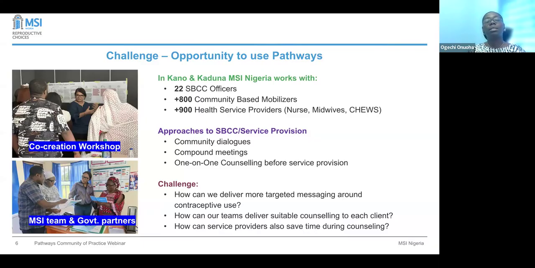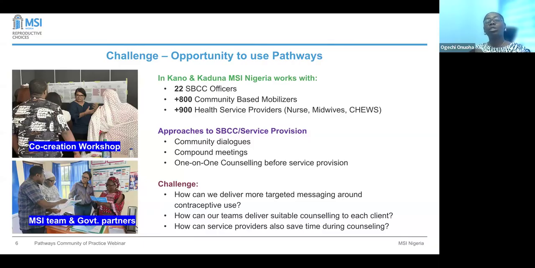We also have compound meetings which happen in households, and we have one-on-one conversations with these clients before they are moved into the service provision points for service. But one thing that was very critical for us, and this is where we engaged Pathways, was how do we ensure that the conversations happening in the counseling room are better targeted? The provider who is having a time challenge can better target her conversation to the vulnerability of the woman that is sitting in front of her and best meet her need.